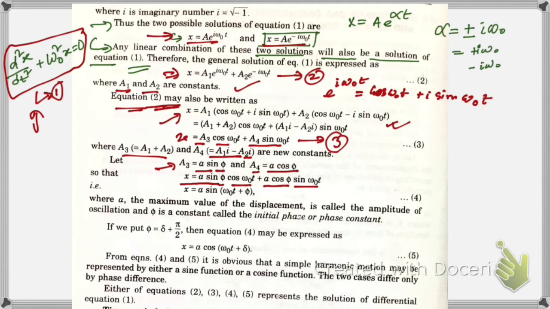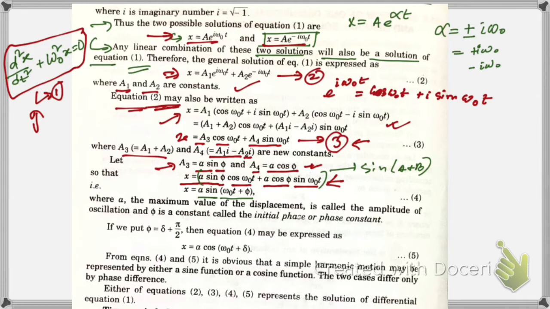That means if you put these a2 and a4 values in equation number 3, then you should get this, right? And here, if you carefully see the right hand side, it is in this form. The sine (a plus b) formula is applicable here, and that is why we can write a sine omega naught t plus phi. So this is equation number 4.